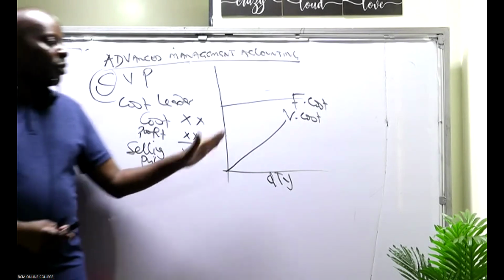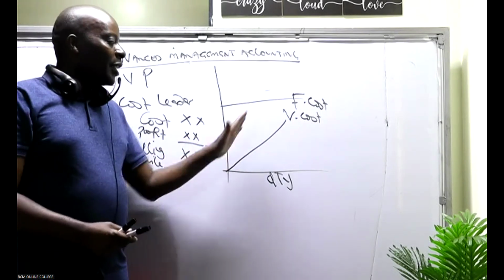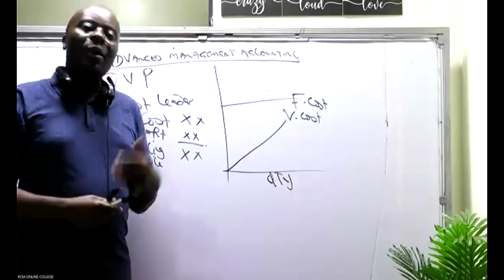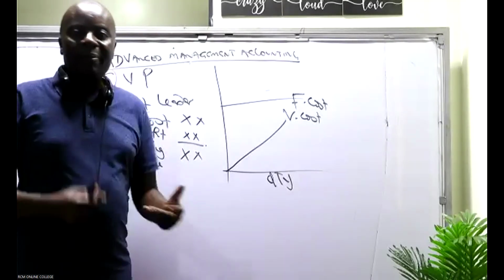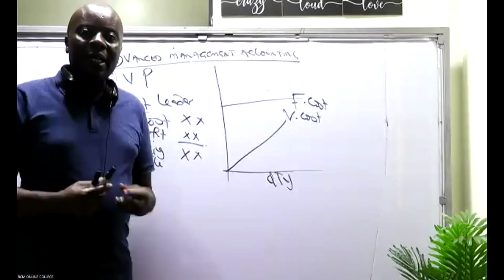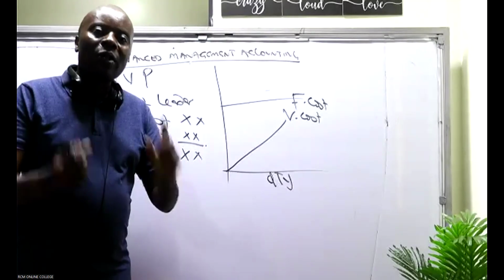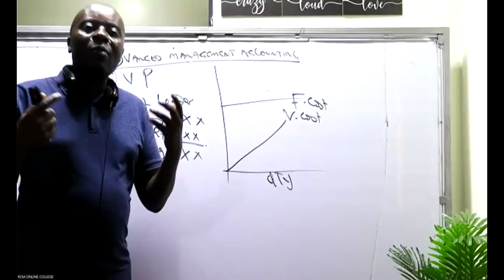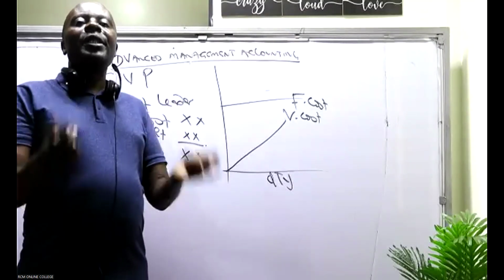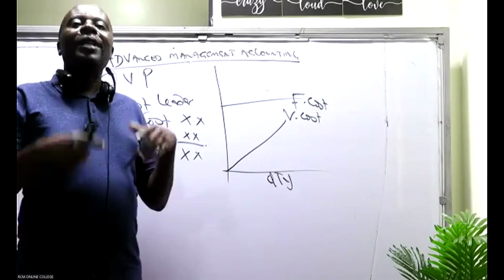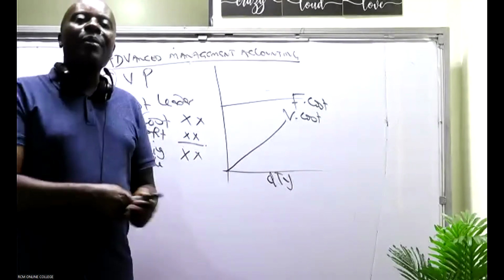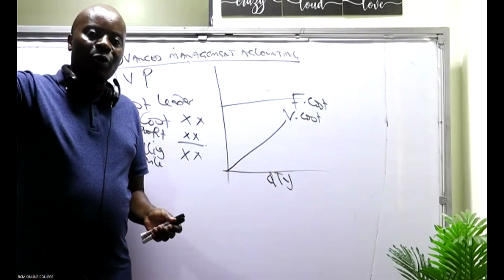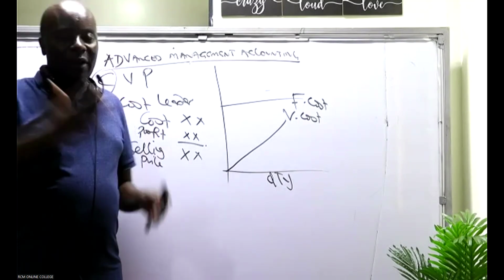So variable costs are those costs that increase as we produce more. Assuming we are producing tables, we are carpenters. A cost like timber: the more tables we produce, the more timber we will need, and the higher the timber cost will be. So timber cost is directly proportional to the tables we produce. That automatically becomes a variable cost.